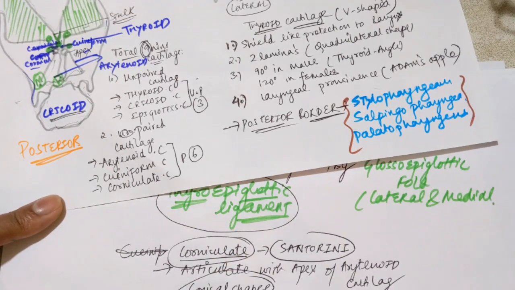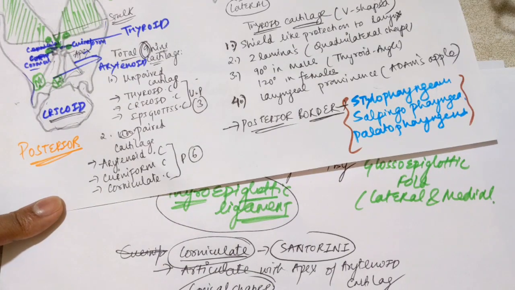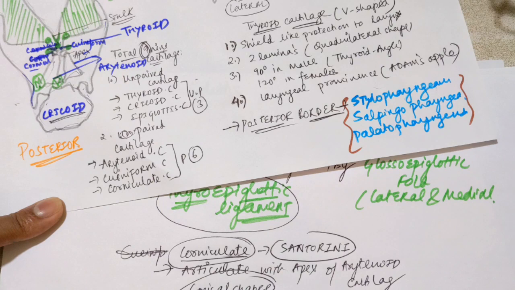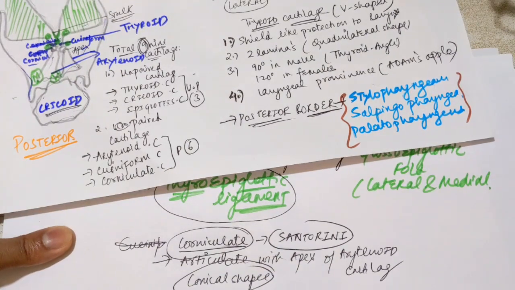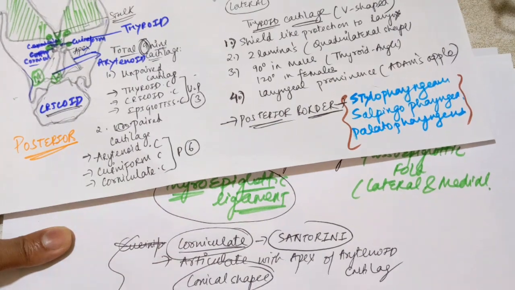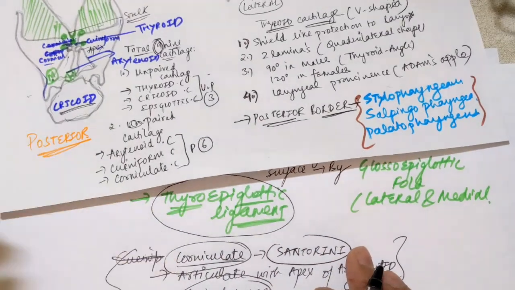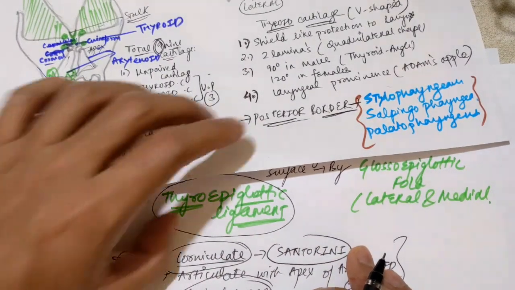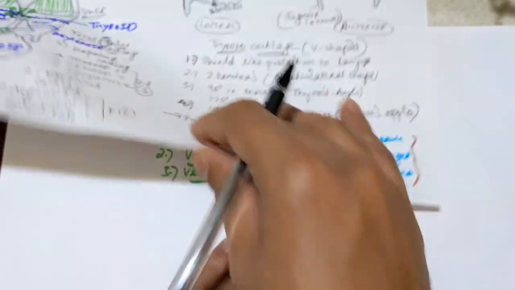Now comes your cuneiform. Cuneiform is called the cartilage of Wrisberg, and it is a small rod-shaped cartilage present above the corniculate. It is paired. These two cartilages don't have much function. They are just present above the arytenoid cartilage. Above is corniculate and above that is your cuneiform. So this was the full video on the cartilages of the larynx. Okay, I think it was clear.